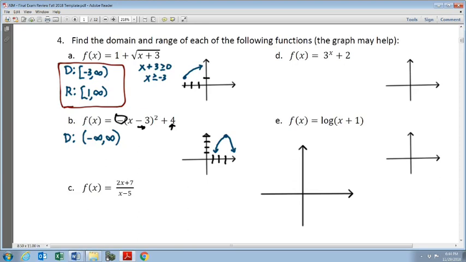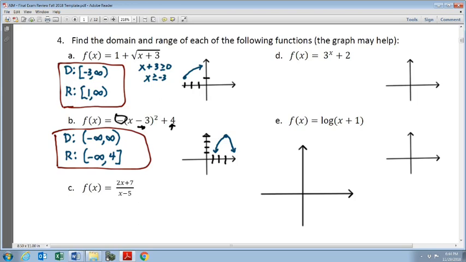So notice we went 3 to the right and up 4. Our vertex is at 3, 4. And it opens down. Graph opens down. So when we find the range here, it's going to be negative infinity to 4. There is no lowest point. Remember, we go from the lowest point to the highest point. Lowest point, there isn't any. Our highest point, the y value is 4, and that's why it's negative infinity to 4.